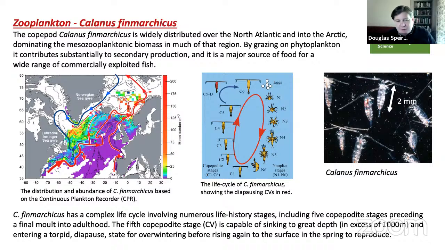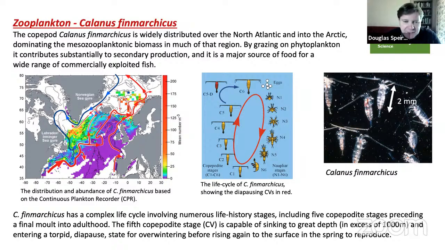So the species has quite a complicated life cycle. The middle panel shows you the life cycle. It starts off life as eggs and then goes through a series of molts, and these are the nauplius stages at first, labeled here N1, N2, N3, N4, N5, N6. So we've got a lot of stages. And then there's a major change in the development, and it changes into copepodite stages. And again, there are six of those.